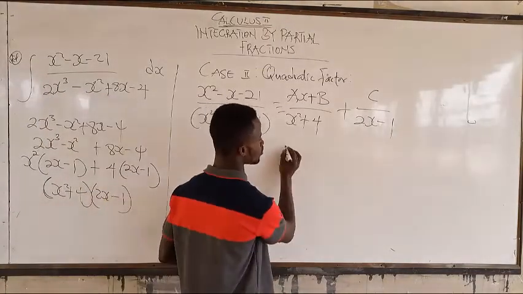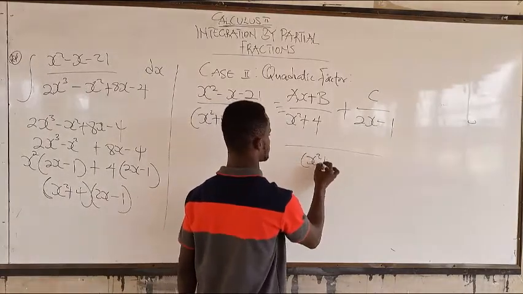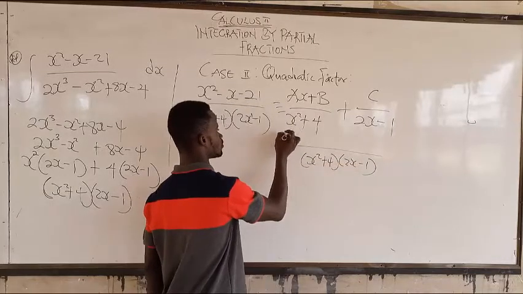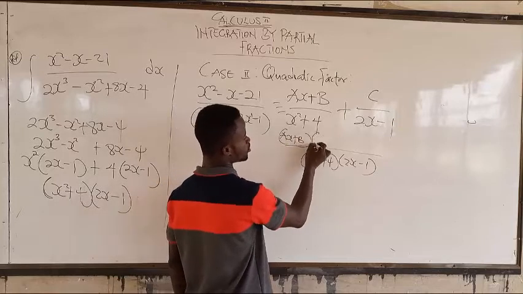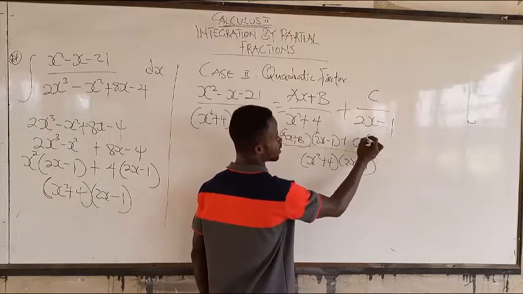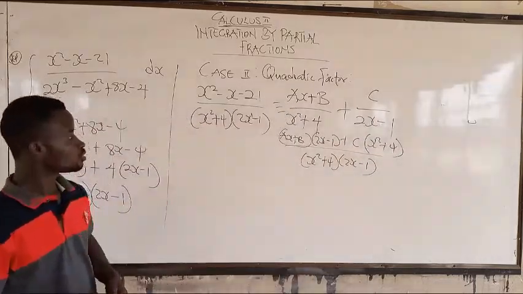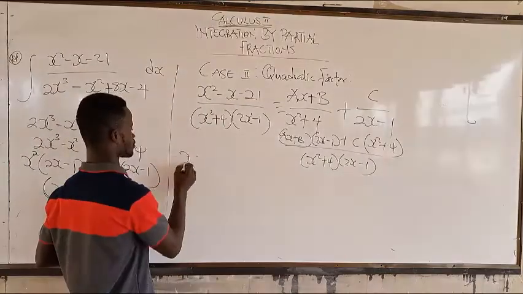Then we find the LCM. So this is going to multiply 2s minus 1, plus C will multiply s squared plus 4. Since this is identical to this, we can equate the numerators.